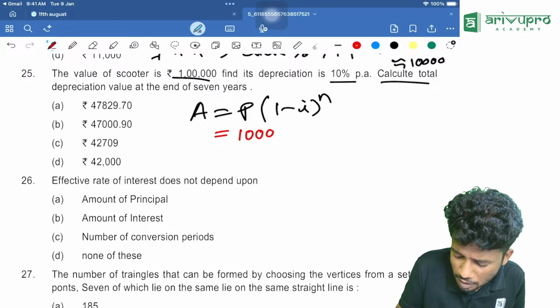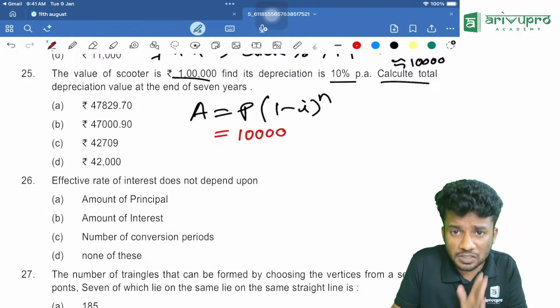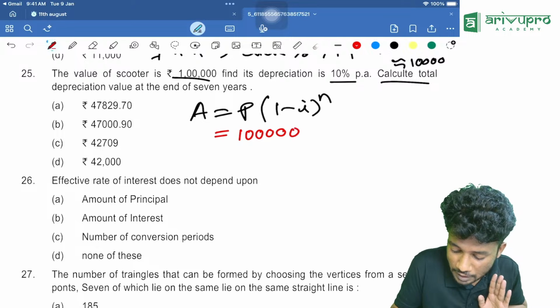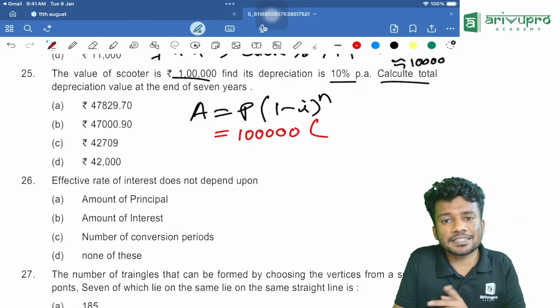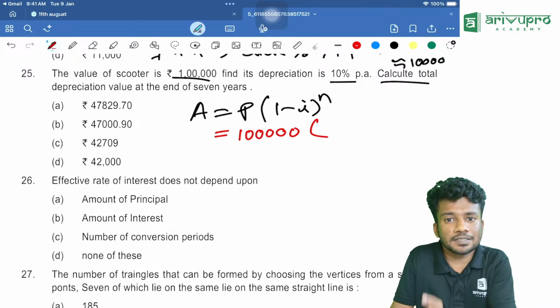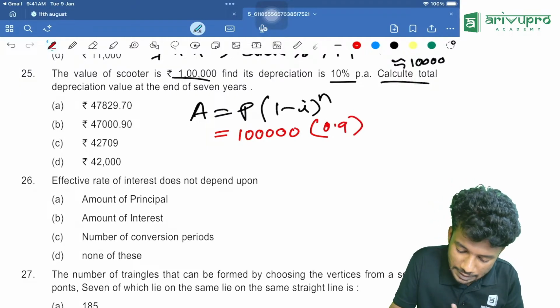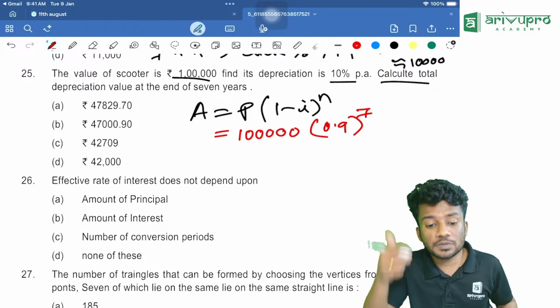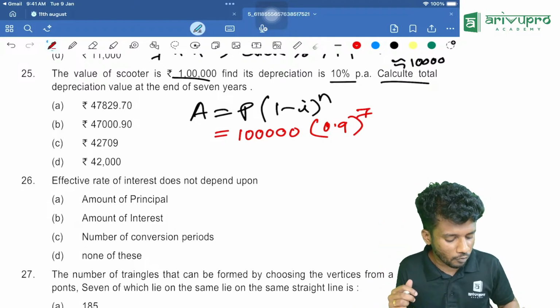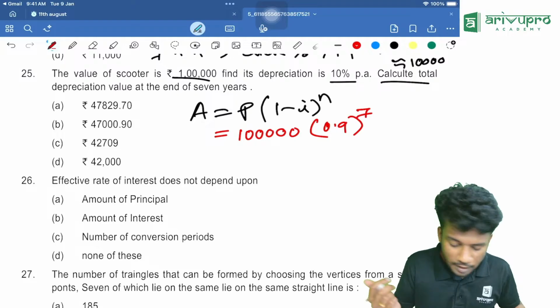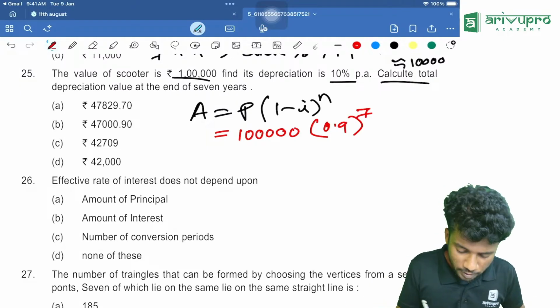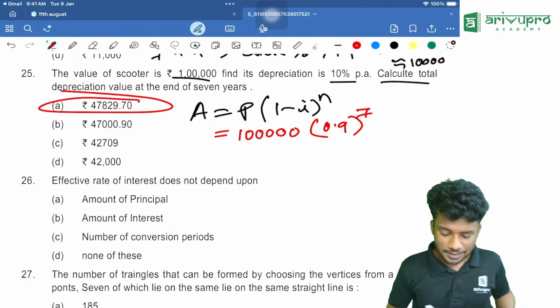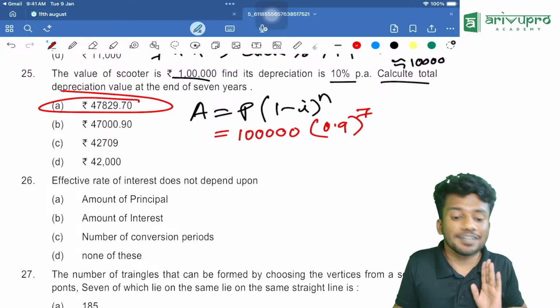So P is how much? The 1 lakh. Just use calculator. I'm just writing for the sake of writing. Into 1 minus I, how much? 1 minus I is nothing but 1 minus 10%. That is 0.9. The entire thing raised to 7. Take your calculator. 0.9 into equal to how many times? 6 times. 1, 2, 3, 4, 5, 6. Multiply it with 1 lakh, which is equal to 4782970. Option A is your answer.